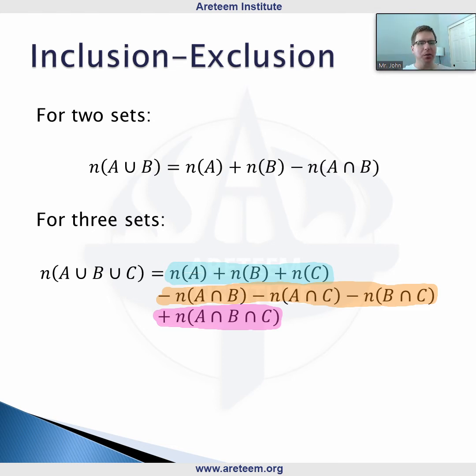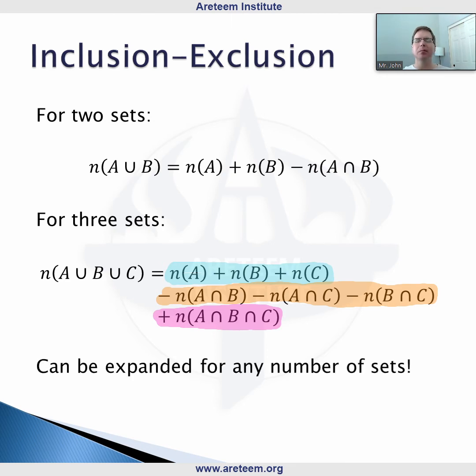We're going to see this with an example here in a second, but I just want to point out too that this can be expanded for any number of sets. So I recommend you draw the picture for 3 sets, try to do the tally marks like I did to really understand this formula. And just know that if you need to use it for a larger number of sets, you can as well.